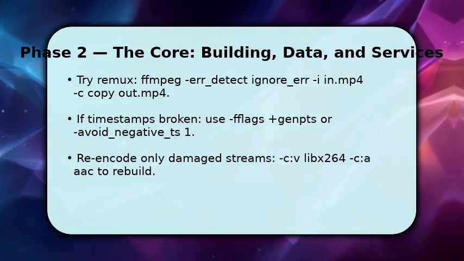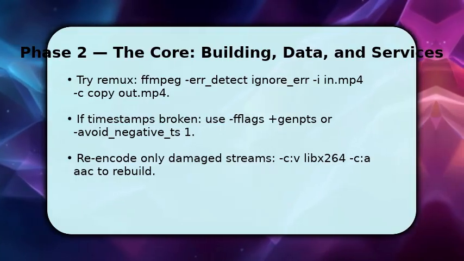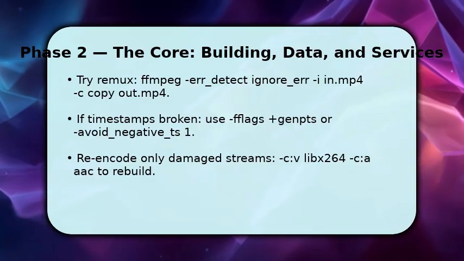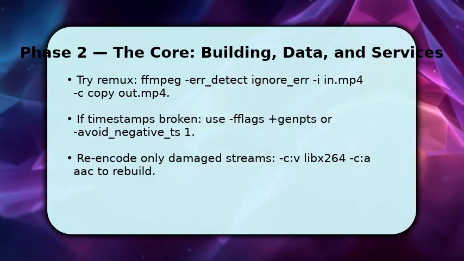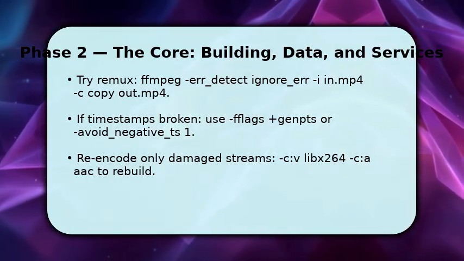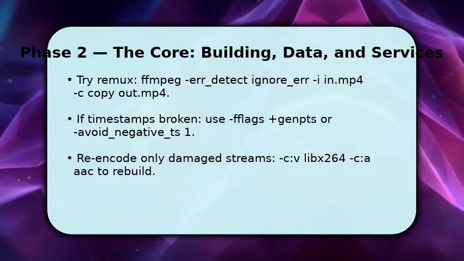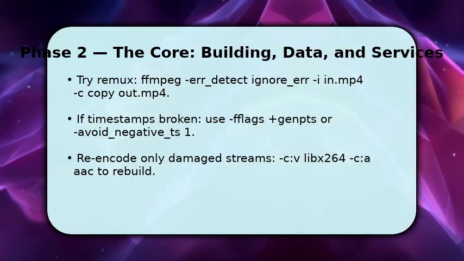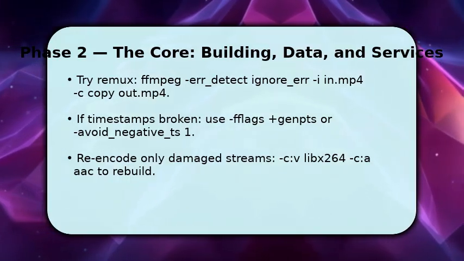If FFmpeg reports timestamp or DTS/PTS errors, make sure to add flags like -fflags +genpts and -avoid_negative_ts 1 to regenerate presentation timestamps. Once you know which stream is corrupted, re-encode only that track to save quality. Use libx264 for video and AAC for audio. This reconstructs frames and sync info.